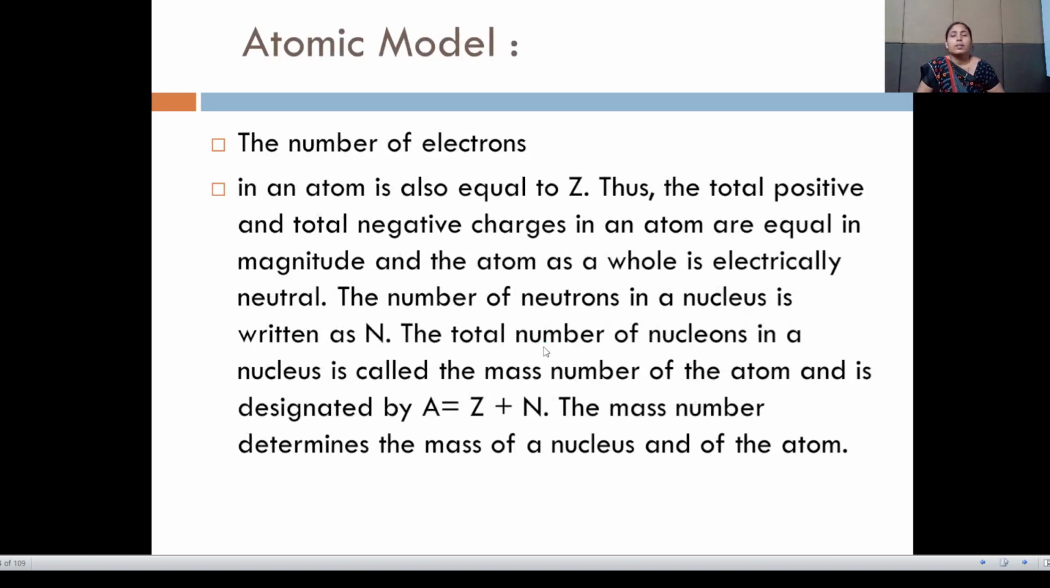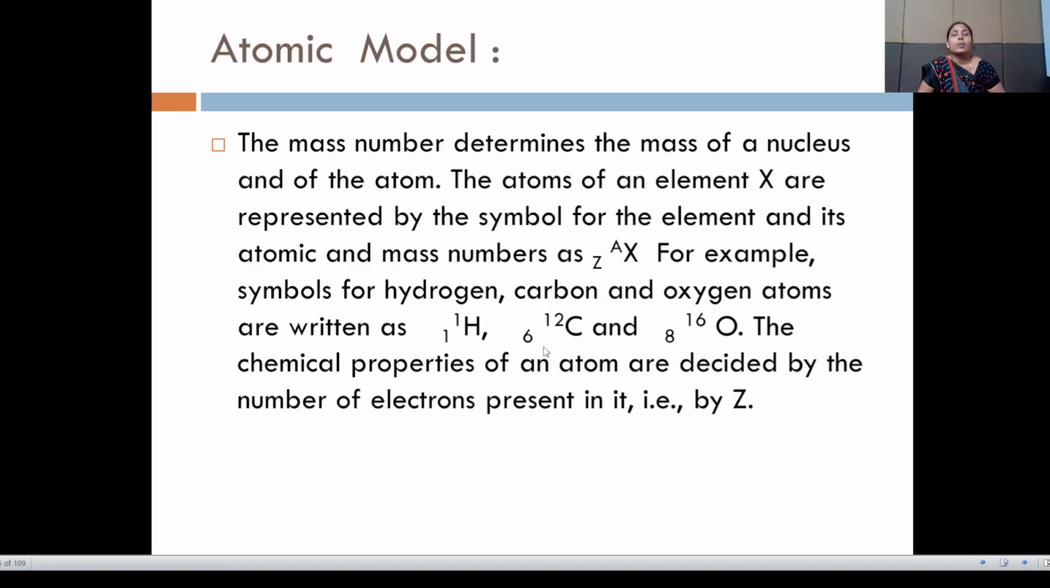The number of electrons in an atom is also equal to Z. Thus, the total positive and total negative charges in an atom are equal in magnitude and the atom as a whole is electrically neutral. The number of neutrons in a nucleus is written as N. The total number of nucleons in a nucleus is called the mass number of the atom and is designated by A, equal to Z plus N. The mass number determines the mass of the nucleus and of the atom.